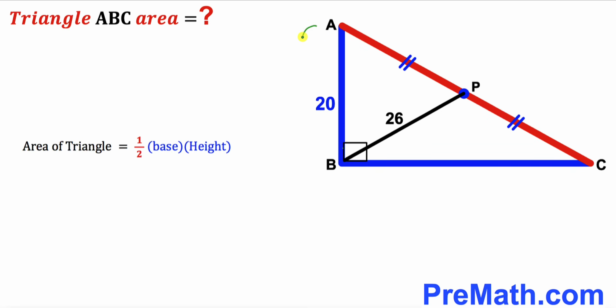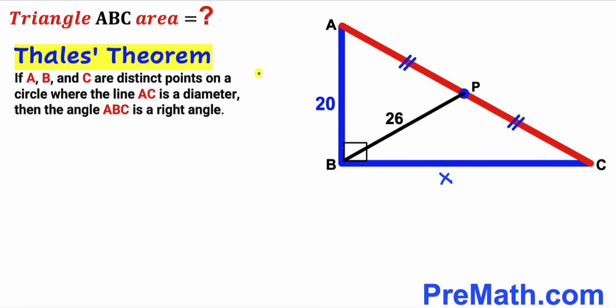Here in our case, this side is the height of the triangle, and we know the height is 20 units. The base of this triangle is side BC, and we are going to label its length as x. Our task is to find the value of x before we can calculate the area of this triangle. Now let's recall Thales' theorem.